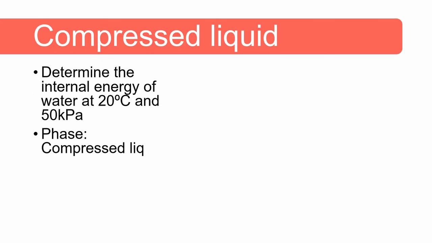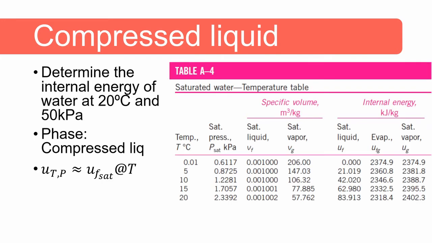If we assume the liquid water is incompressible, increasing the pressure will not bring the water molecules closer together. Therefore, for an incompressible substance such as water, internal energy is independent of pressure. We assume that the internal energy at a temperature T and a pressure P is equal to the internal energy of the saturated liquid at the same temperature. For our example, the internal energy can therefore be read from the saturated water table, and at 20 degrees Celsius, we get an internal energy of 83.913 kilojoules per kilogram.